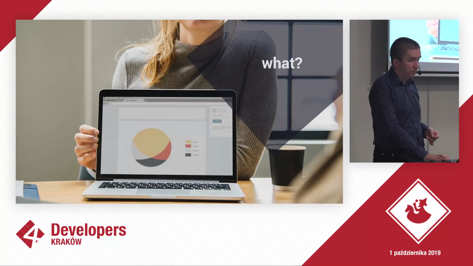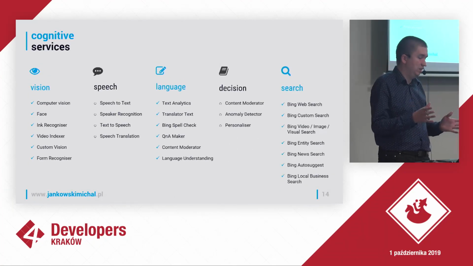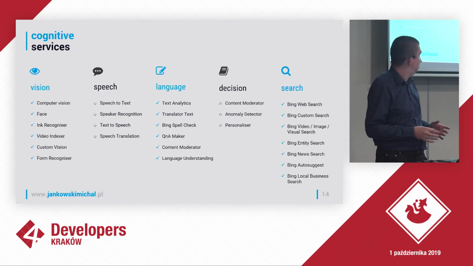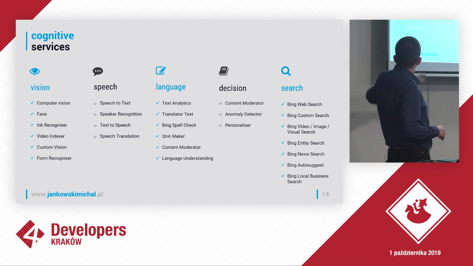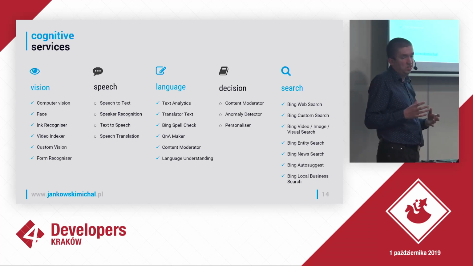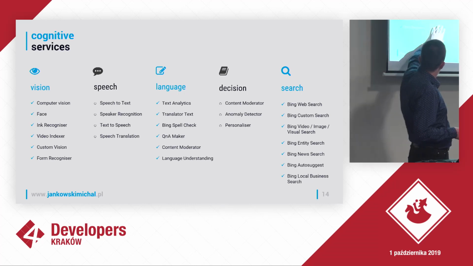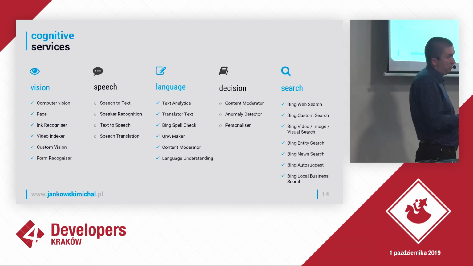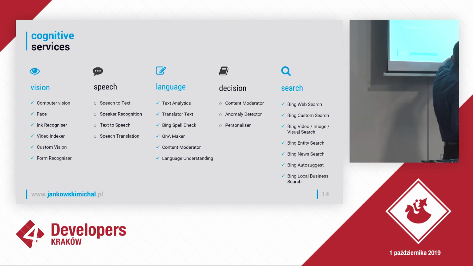Let's see what we can do, because this is an introduction. In cognitive services, there are 5 groups of services. Vision, as I mentioned before, allows us to recognize pictures. So there's computer vision, which describes a picture, face recognition, ink recognition, video indexer, custom vision. Then interaction with humans on the level of speech, so we can talk to our computer, and our computer can talk to us. Then we have language.